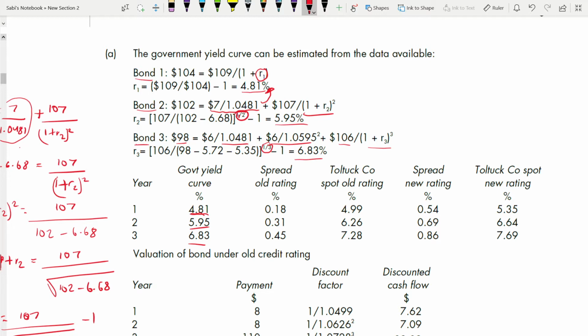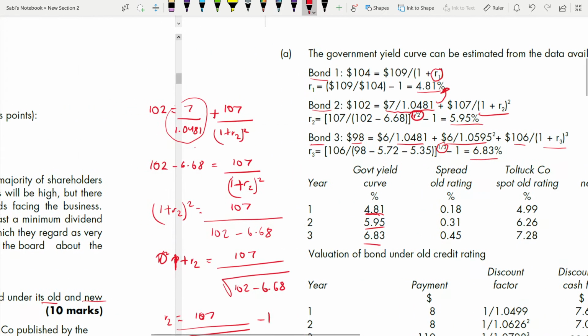Now, what is the old rating spread? With these rates, the government yield curve, whatever rate you got, the yield to maturity, you have to add your ratings spread. That's why we have to find these rates first. This one, this one, this one. To get this figure, you have to know this working. This working you have to know.